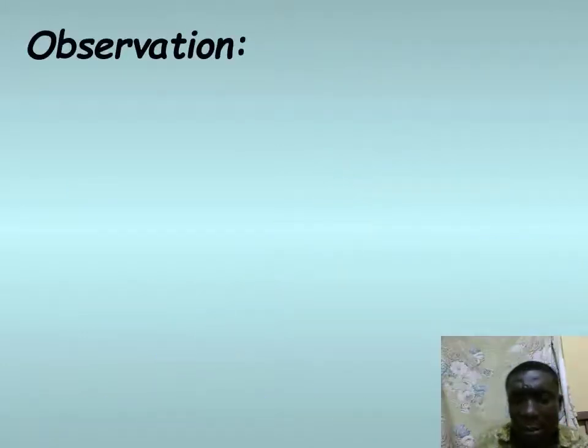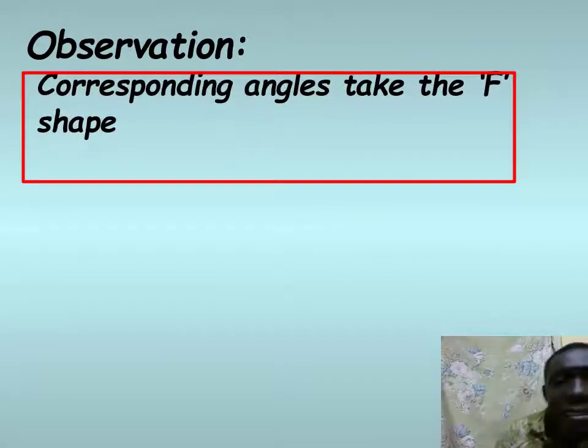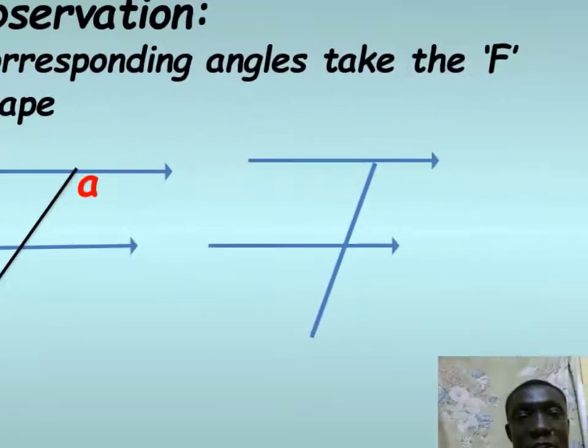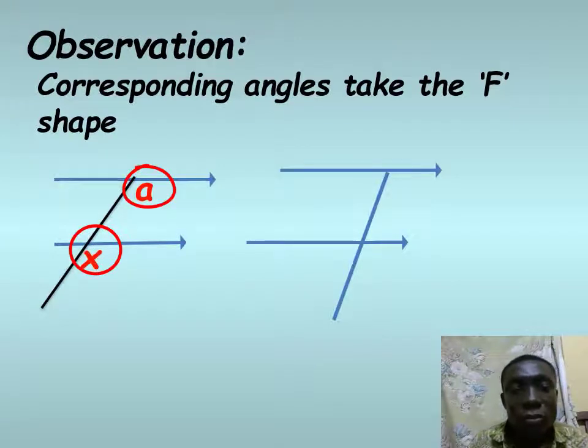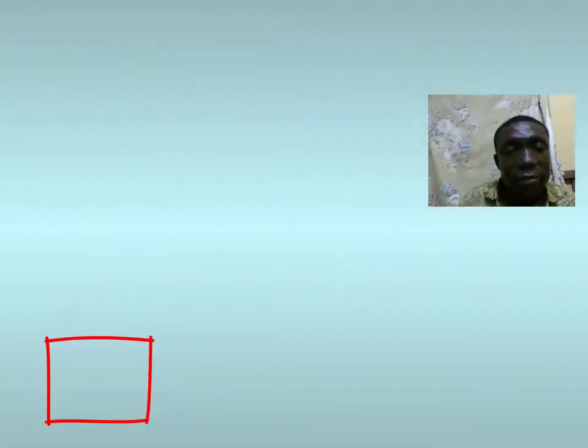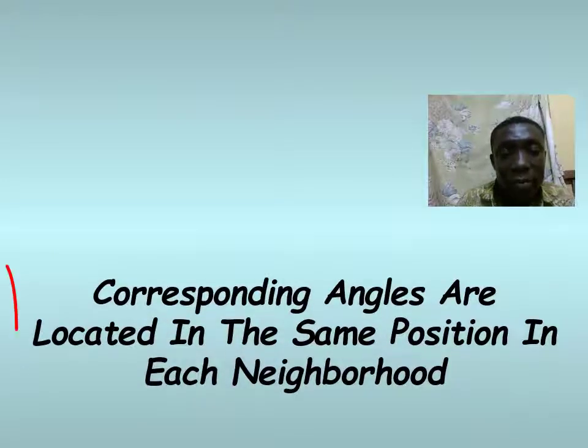My observation shows that corresponding angles take the F shape. So we can see the F shape, and the diagrams have been well illustrated. Angle A equals angle X, then angle D equals angle W. As you can see, A equals X and D equals W. Corresponding angles take the F shape.